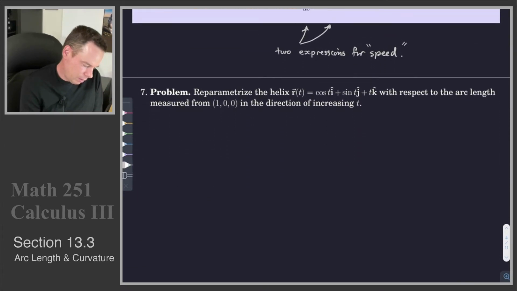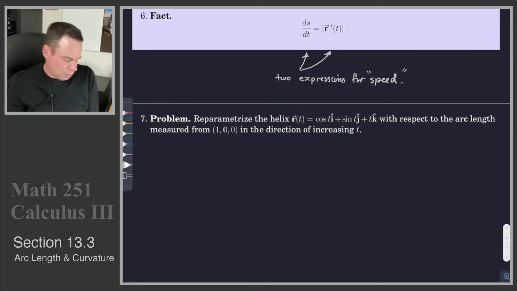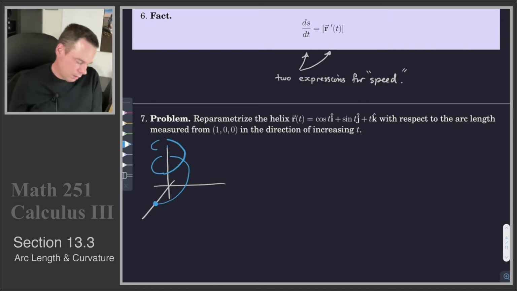So let's go ahead and do an example. Maybe I'll leave that up there for the time being. What this example is, we've got this helix, and I'll draw our helix out. It looks something like this. We go around the vertical axis and so on, and we're just spiraling around. That's what our helix is. And we're asked to re-parametrize the helix with respect to arc length. So what does this even mean?